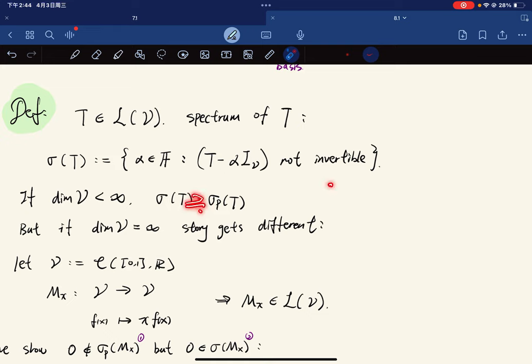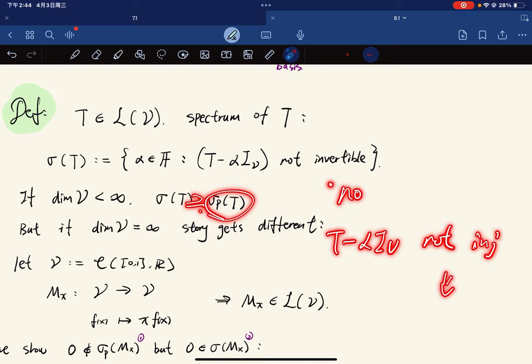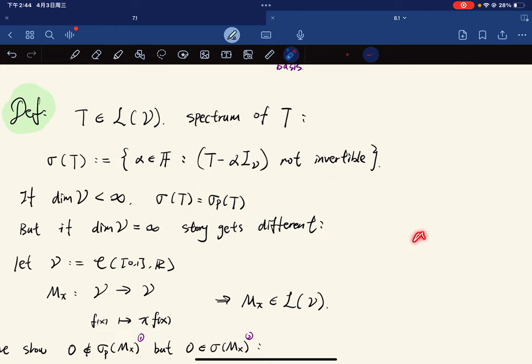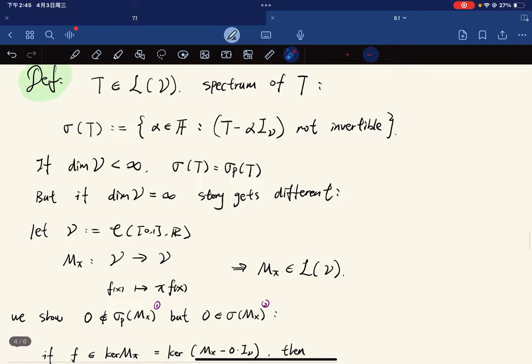Now for this direction, if you're this, then T minus alpha IV is not injective, or not surjective, I mean, not bijective, or not invertible, right? Not injective, not bijective, not invertible, the same thing. So they're just saying this when it's finite dimensional. But for infinite dimensional, the story gets different. Why? So take a look.